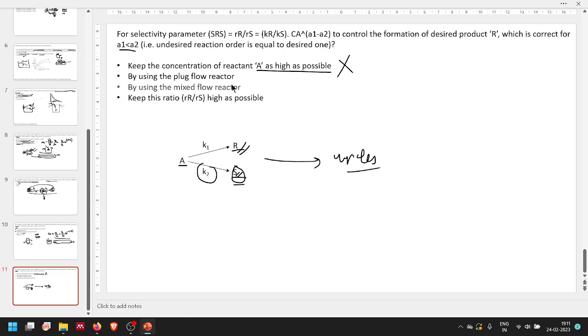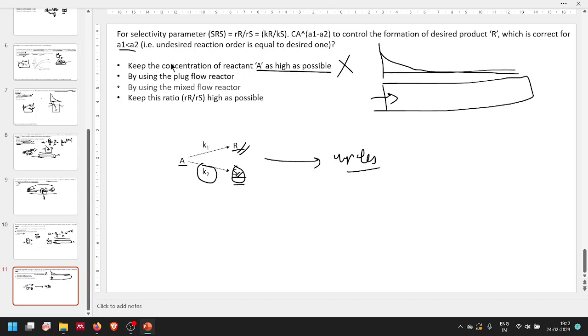Next is by using a plug flow reactor. Now, in a plug flow reactor, the concentration reduces gradually as time goes. Since the concentration is reducing gradually, and since the order of the reaction for the undesired product is higher, it will give S more time to form, as the concentration is reducing gradually, for reactant A to decompose and react and form the undesired product.